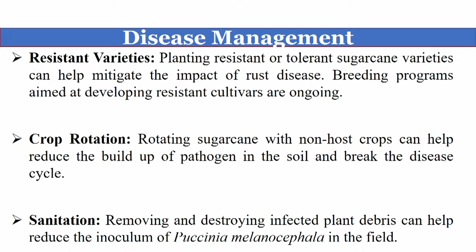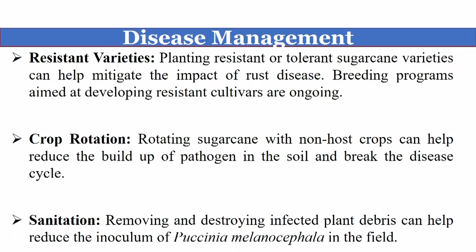And dear learners, the management practices are basically how you can manage this disease. Planting resistant or tolerant varieties helps to mitigate the impact of rust disease. Crop rotation with non-host crops is also important, as it helps to reduce the build-up of the pathogen in the soil and breaks the disease cycle.